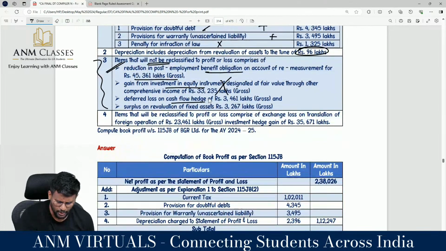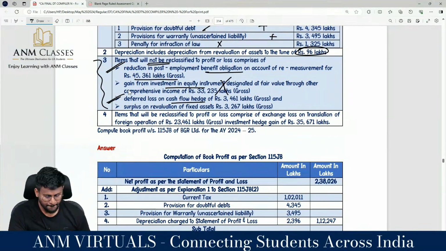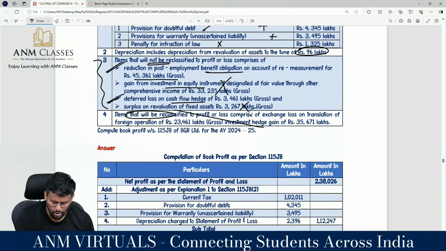Deferred loss on cash flow hedge. Deferred loss on cash flow hedge is an item which has to be adjusted every year. Surplus on revaluation of fixed assets will not be adjusted in the current year, it will be adjusted in the year of disposal. Items that will be reclassified to P&L, don't read them at all, ignore them.